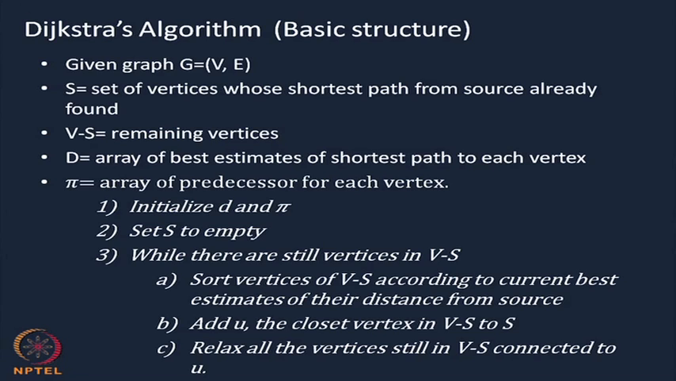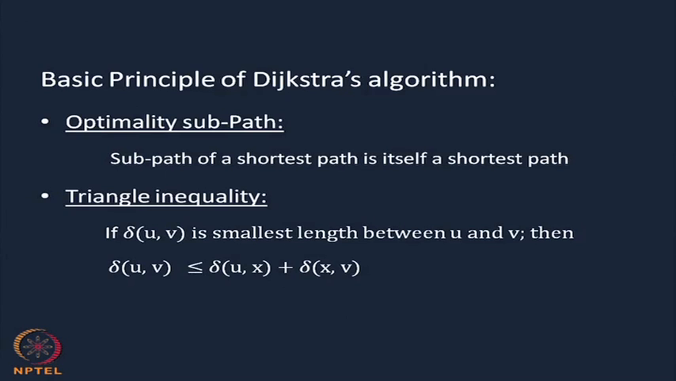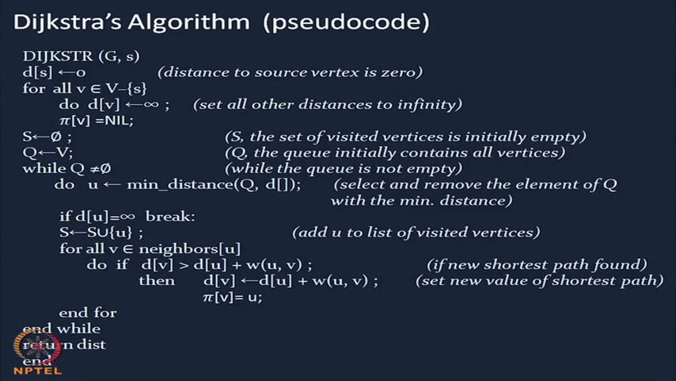The basic properties we are using are two things. One is the optimal subpath and another one is the triangular inequality. These are the basic principles used. A subpath of a shortest path is itself a shortest path. This is the basic principle. Any subpath you take of a shortest path must always be a shortest path. And if you have the smallest length between u and v, then any other two points will always remain shortest, and this we call the triangular inequality.